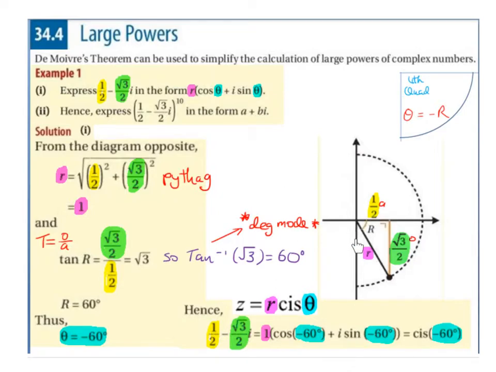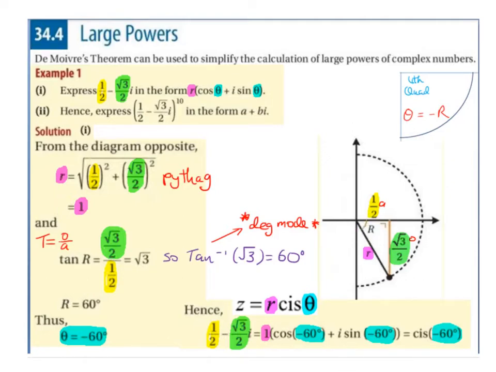So we're going to use this right angle triangle and Pythagoras' theorem to find the hypotenuse, which is the r. So r is equal to the square root of 1/2 squared plus root 3 over 2 squared, which gives us 1. So the modulus is 1.